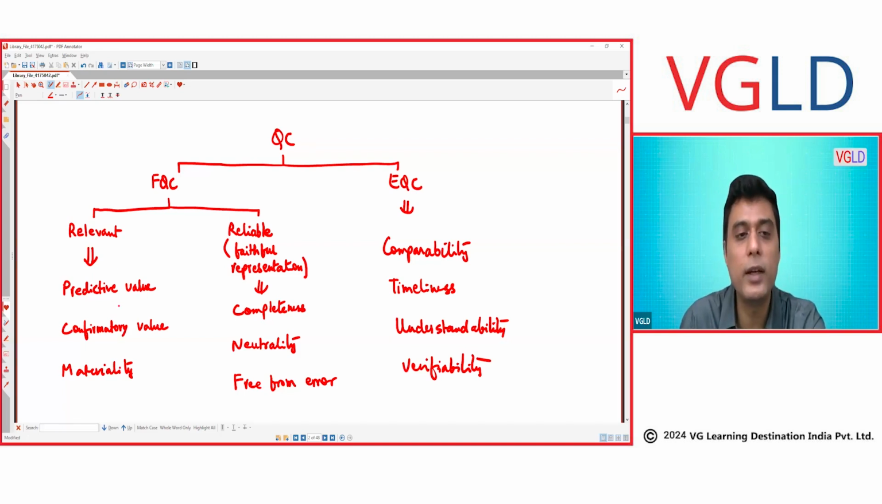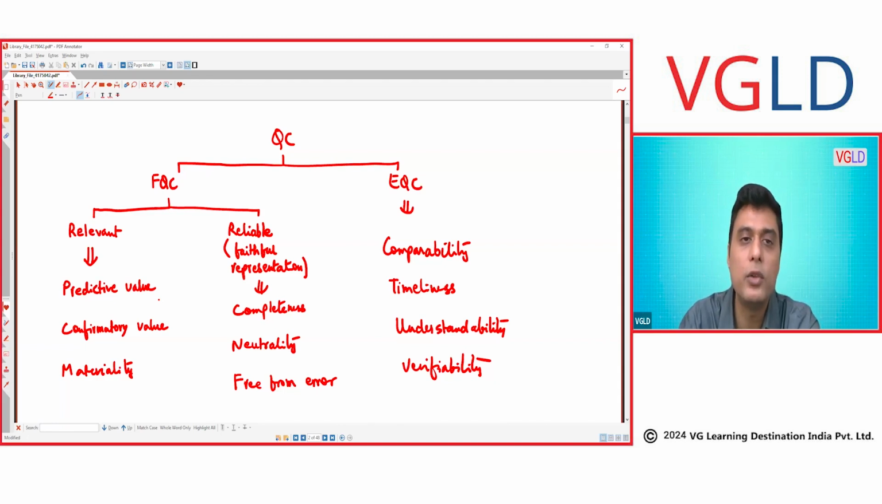Predictive value means by looking at the financials of this year, the readers must be able to predict what they can expect in the coming year. That is the predictive value. You pick up the financials of Microsoft, Apple, Reliance Industries, or any company. By reading the financials of this year, you will have a fair enough idea of where the company is heading, what the company is doing, what kind of financials you can expect in the next year.